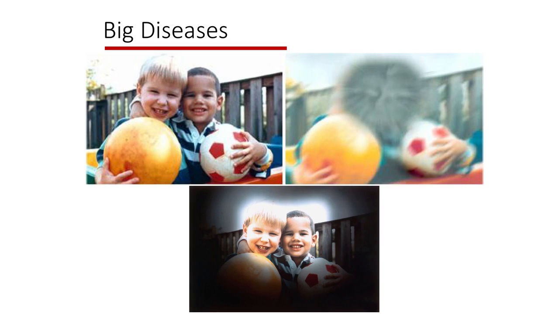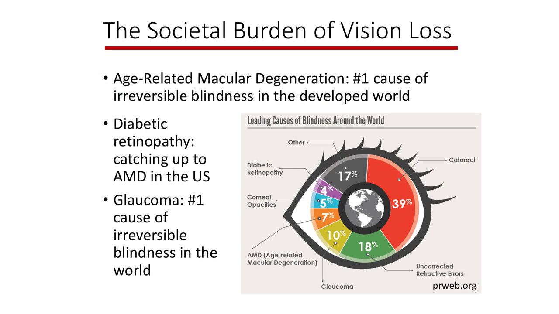And these are significant. If this might be your normal view of a couple of children in the backyard, with macular degeneration, it really affects the center of your vision early. With glaucoma, it affects the edges of your vision early and then narrows into the center late in the disease. And these create a huge societal burden. In the developed world, age-related macular degeneration is the number one cause of irreversible blindness. Diabetic retinopathy, because diabetes is increasing in the developed world, is really catching up to macular degeneration. If you look worldwide, glaucoma is actually the number one cause of irreversible blindness in the world.